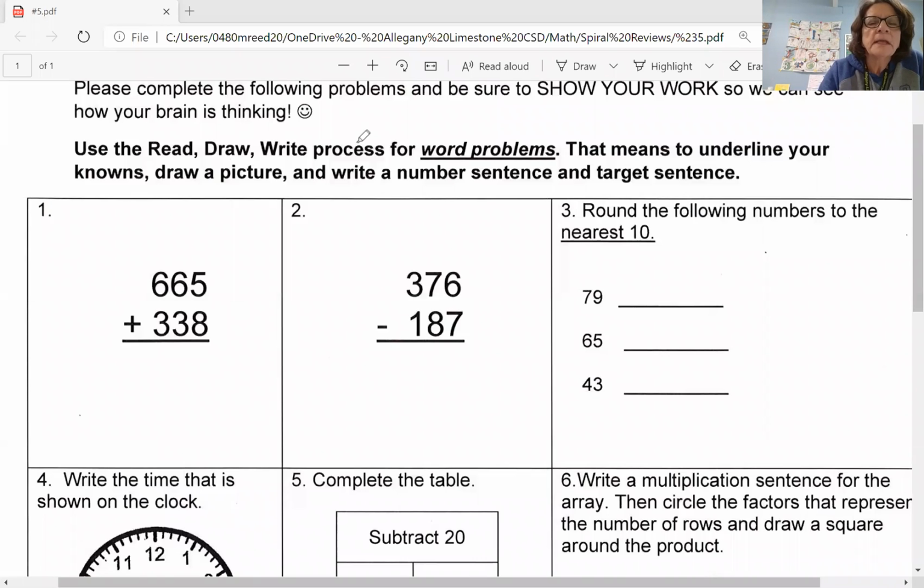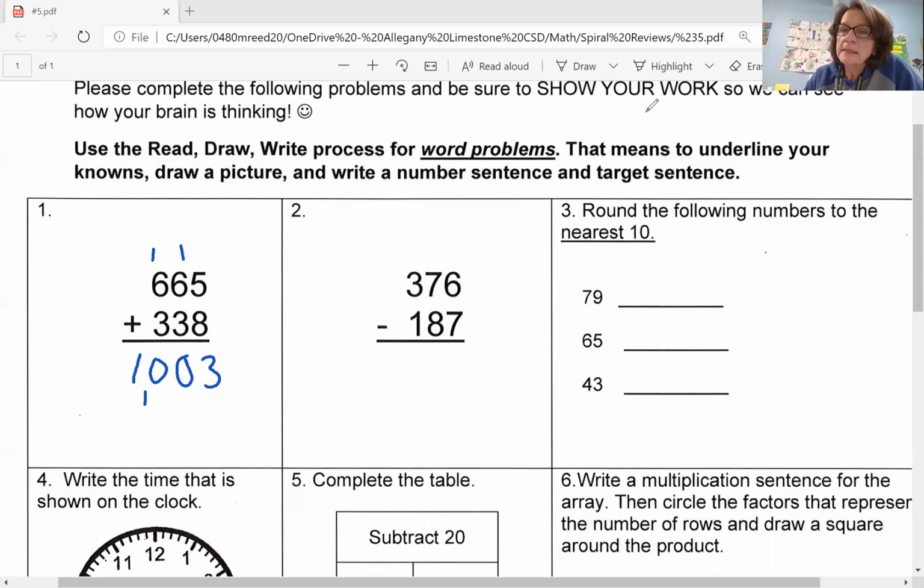So 5 ones plus 8 ones is 13 ones. So I put the 3 down and I regroup the 1 into the tens place. Okay, and 6 plus 1 is 7, plus 3 more is 10. Put the 0 down and regroup into the hundreds place. And then I have 6 hundreds plus 1 is 7, plus 3 more hundreds is 10. It's 10 hundreds, and 10 hundreds is really 1,000. So the answer there is 1,003.